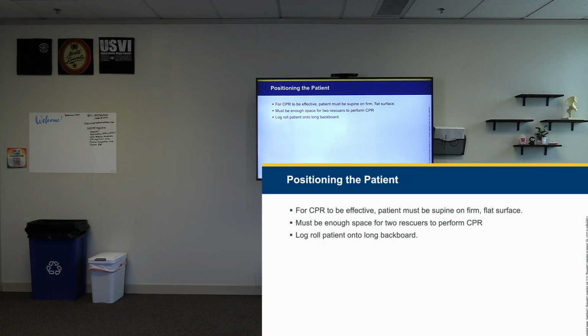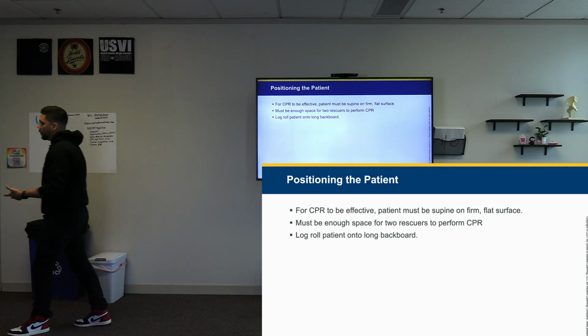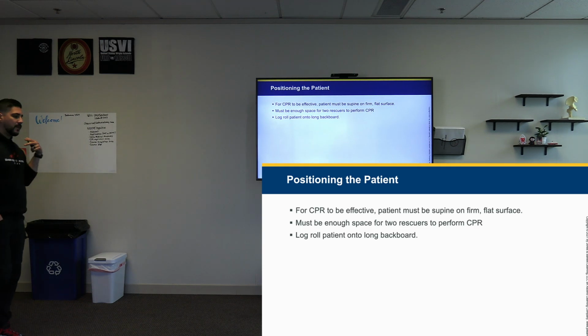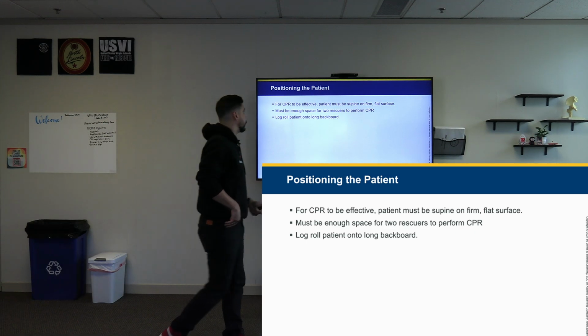As far as positioning goes, for CPR to be effective, the patient must be supine on a firm, flat surface. So no CPR on beds, no CPR on couches. In an ideal world, we are down on the floor. We don't live in an ideal world, however. So if you need to make adjustments, you can put things like a backboard underneath the patient, keep them on a rigid surface, depending on the space you have allotted. If you can get them to the floor, get them to the floor.